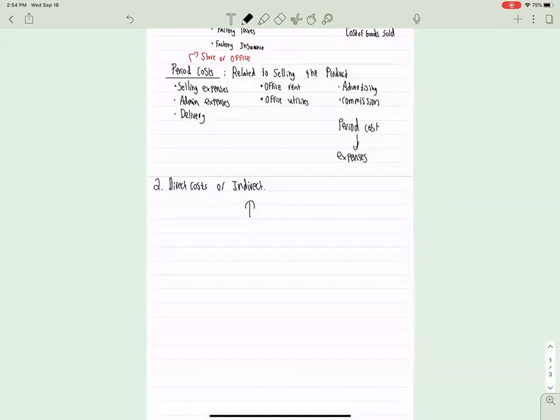The issue with indirect costs is we don't know how much of this heating bill goes into making one pair of shoes. How much of the heating bill should I factor into one pair of shoes? That's difficult. We'll learn a way to treat it in chapter 3. It's called an overhead rate. But for now, let's just distinguish between direct costs and indirect costs. And now you know why indirect costs are a bit more annoying, because we can't track it, we can't see it on the product.